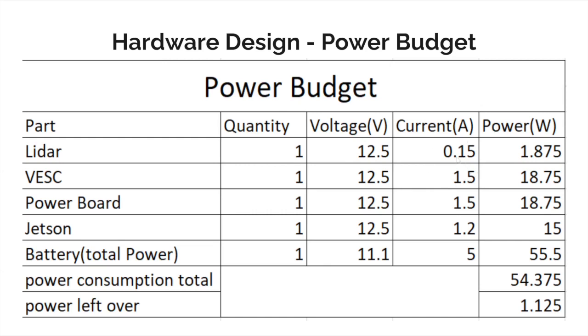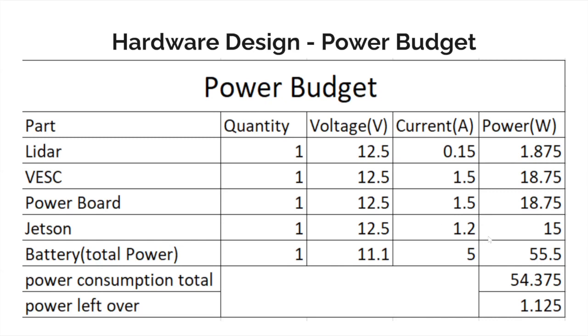LiDAR, this was given to us in the data sheet. Power board, the main component that is driving the power board is the DC to DC converter. It takes 11 or 9 volts, or anything from 9 to 24 volts, and changes it to 12.5 volts. But the data sheet said that the max current rating is 1.5 amps, so that's where we got that number from. And then the Jetson, we actually had to work backwards.